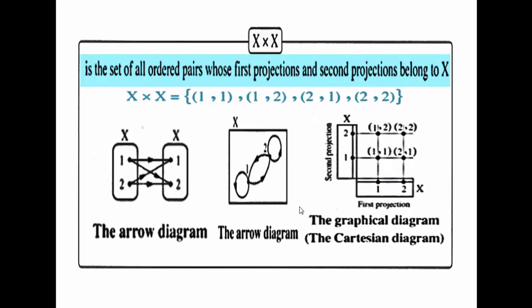To represent it in Cartesian diagram, I will draw two axes, x and x, with 1 and 2, 1 and 2. 1 will be (1, 1), 1 will be (1, 2), then (2, 1), (2, 2).